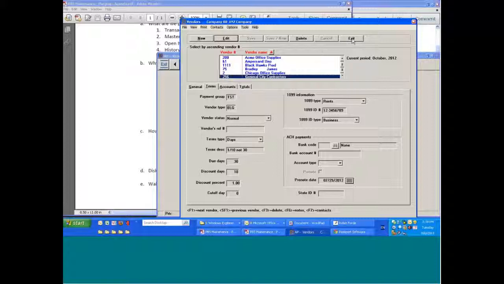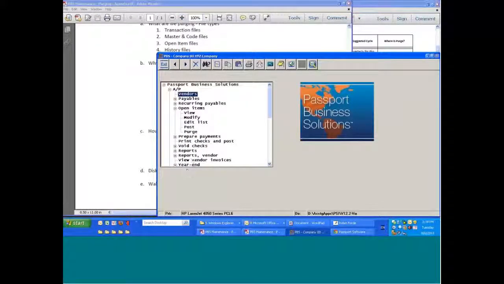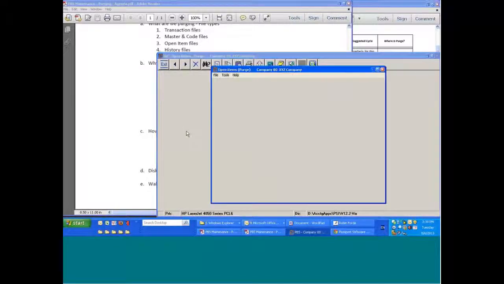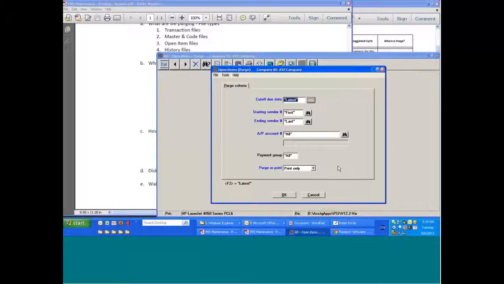By that same token, if we come into the purge function, we may want to purge our vendors by these particular types, so we have this payment group. Whatever it is, I do recommend that you think about using payment group, if you're using accounts payable, as a way of subdividing and controlling the processing of your accounts payable. Just something to think about.